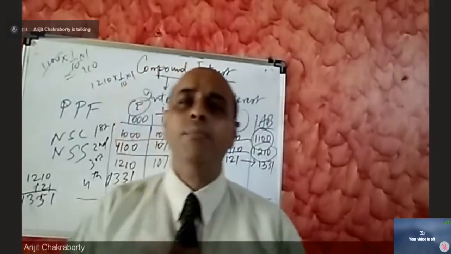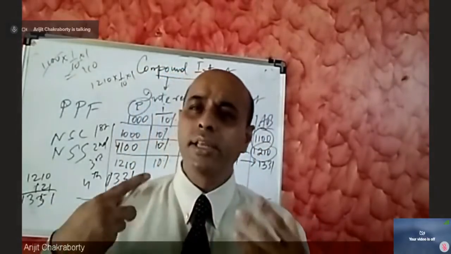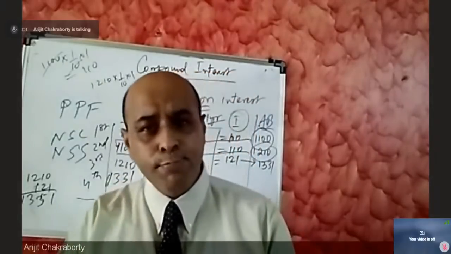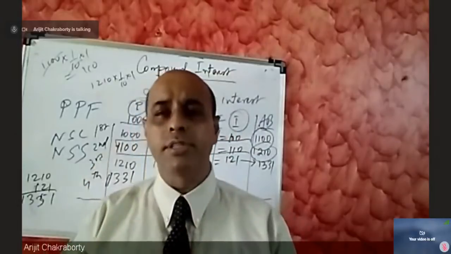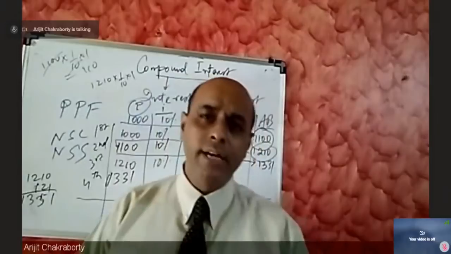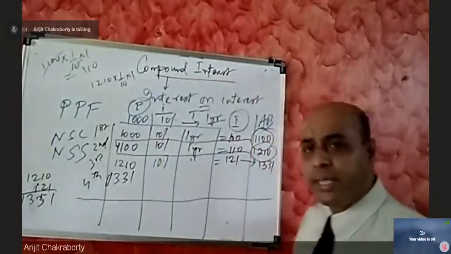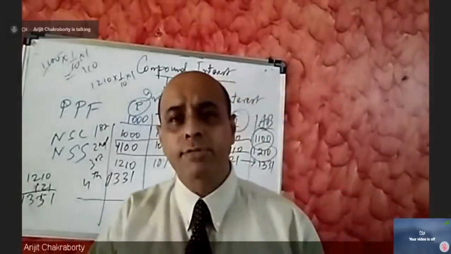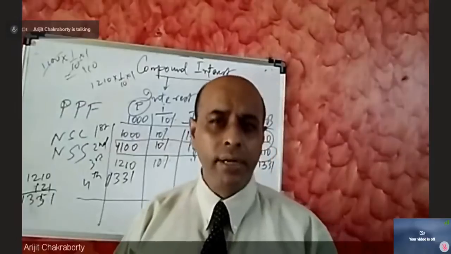That is why most of our common man, especially the senior citizens, they always put their money in public provident fund, in different recurring deposit, so that they can earn interest on compounded basis and not on simple interest basis. So you can see the money you earn on compounded interest basis is always more than the money which you will earn on a simple interest basis.